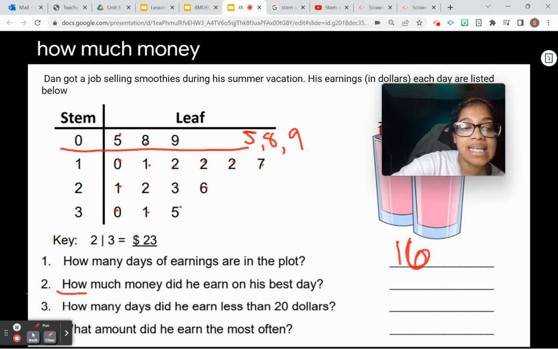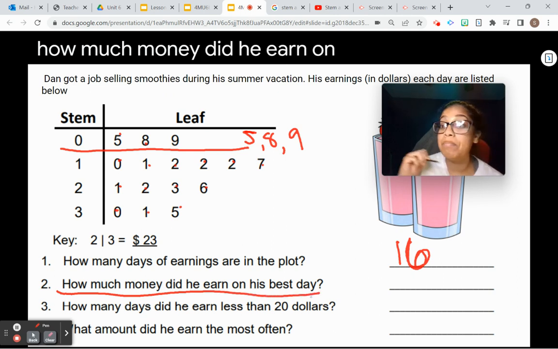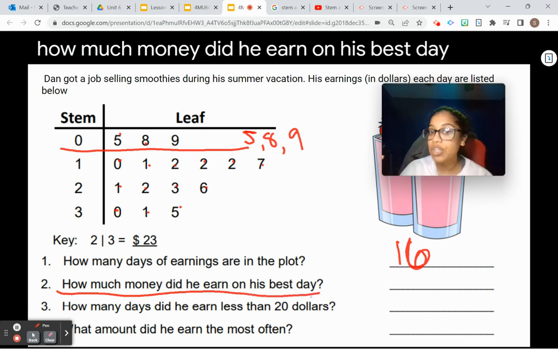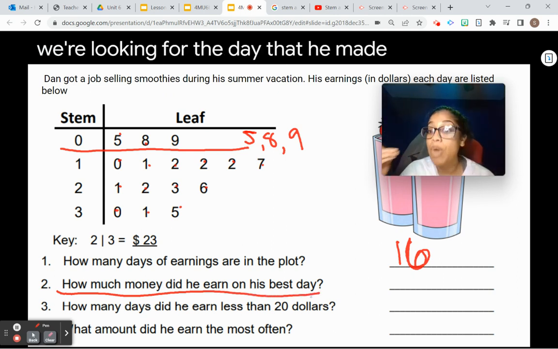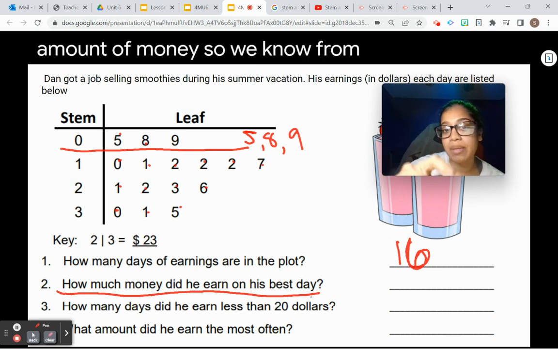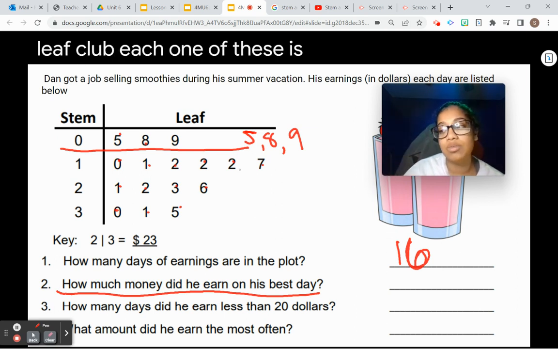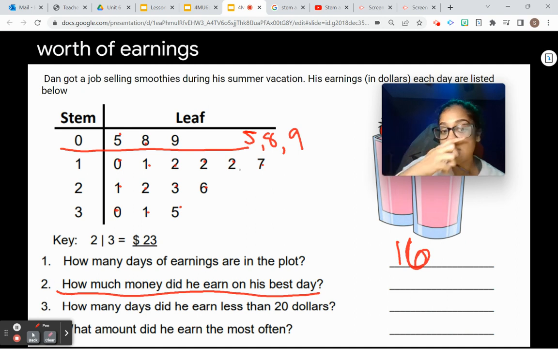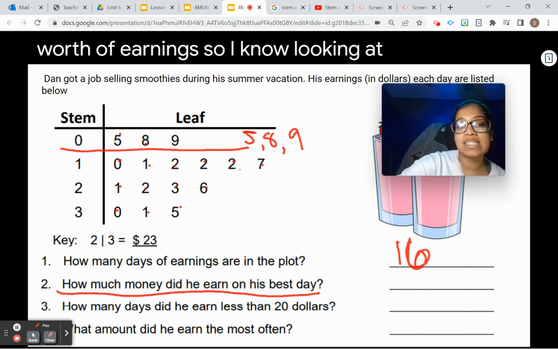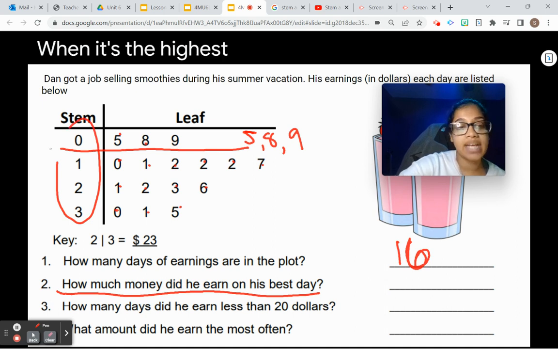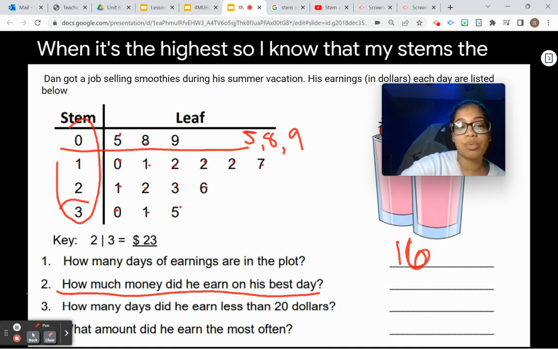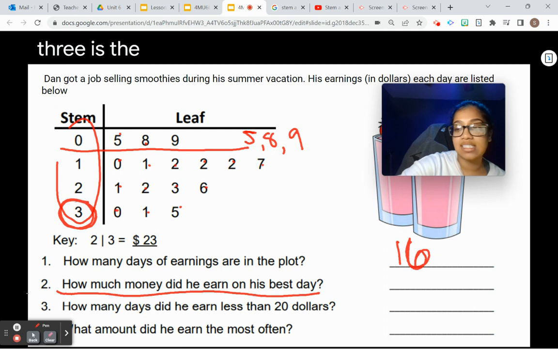How much money did he earn on his best day? So we're looking for the day that he made the most amount of money. So we know from our stem and leaf graph, each one of these is worth one day's worth of earnings. So looking at my stems, I can figure out which one is the highest. I know that the 3 is the highest stem, right?